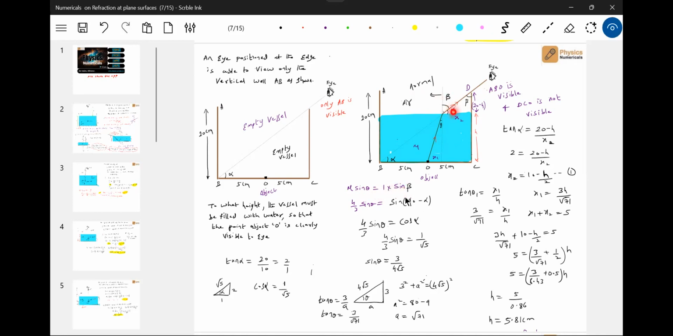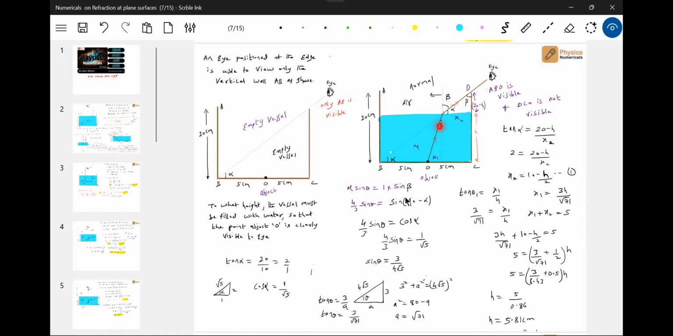Beta will be 90 minus alpha. Beta plus alpha is 90. So sine of 90 minus alpha will be cos alpha. Then from here we have tan alpha, which is 20 by 10. So we'll get the cos alpha. Substitute cos alpha, we'll get the sine theta. From sine theta, we should calculate tan theta. Then come here. Tan alpha should be equal to (20 minus h) by x2. Solve for x2, we'll get this much here.